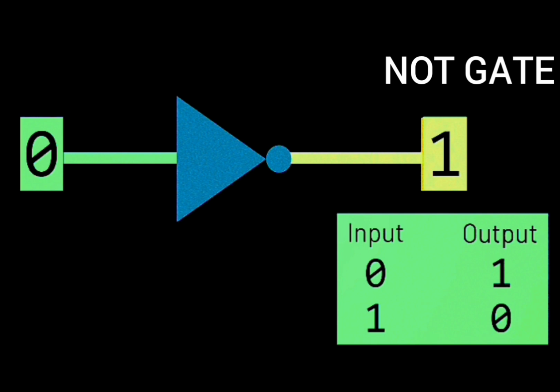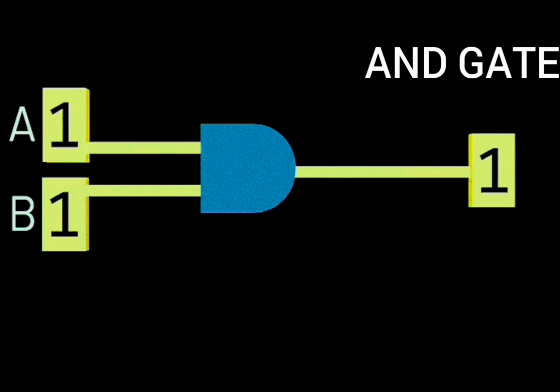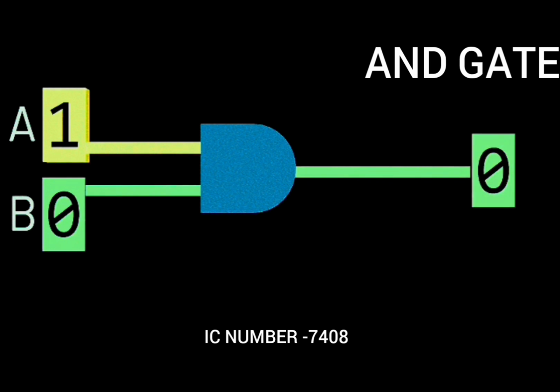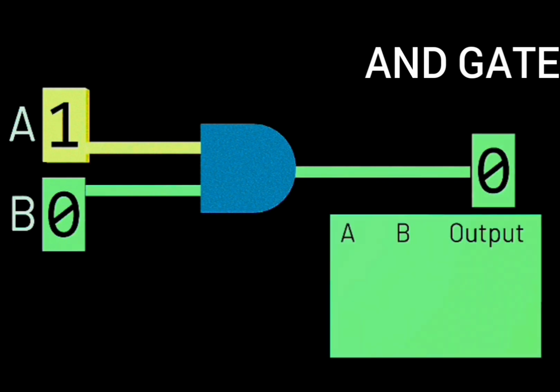Next, we go forward to one more basic gate, that is the AND gate. An AND gate has two or more inputs but only one output. The output assumes logic 1 only when each one of its inputs is at logic 1. The output assumes logic 0 even if one of its inputs is at logic 0. Its function is multiplication. The IC number of the AND gate is 7408.